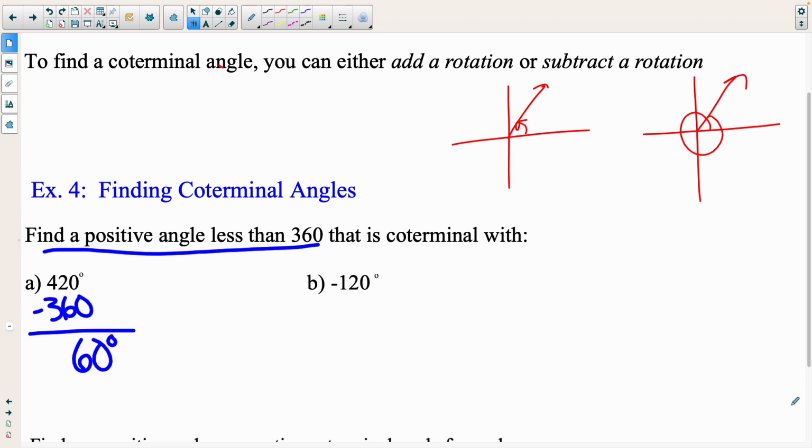So for letter B, I want coterminal to negative 120, but it has to be positive and less than 360. If it's starting as negative and I need it to be positive, my only option is to add 360, right? Because I need it to be a positive number. Okay, so if you get 240 degrees, does that fit in my constraint? It does, right? It's positive, it's less than 360. So these two angle measures, negative 120 and 240, are coterminal.